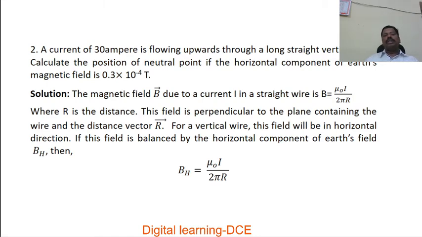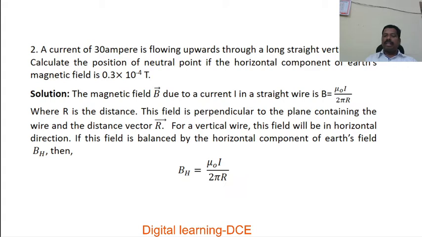Tesla. Solution. The magnetic field B due to a current I in a straight current carrying conductor is known, that is the final formula, B equal to mu naught I by 2 pi r, where r is the distance. This field is perpendicular to the plane containing the wire and the distance vector r. For a vertical wire, this field will be in a horizontal direction with respect to the vertical wire.